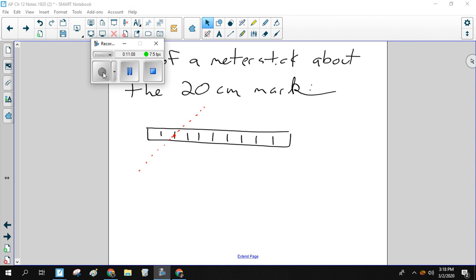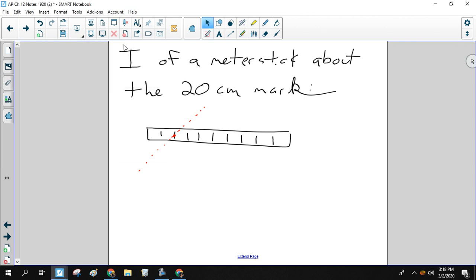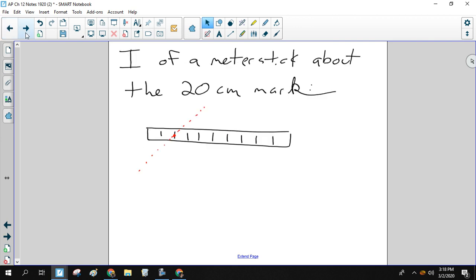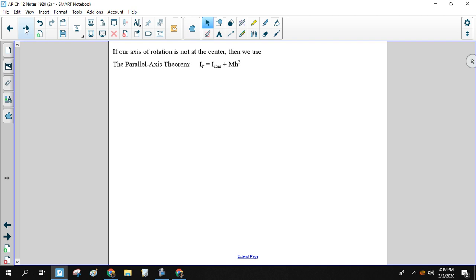All right, so suppose we wanted to do something like this. We've learned how to find the rotational inertia of the meter stick about the center of mass and about one end. But what if we want to find the rotational inertia about some random point in the middle? Like this, maybe we want to find the rotational inertia of a meter stick about the 20 centimeter mark. To do that, we have to use what is called the parallel axis theorem.